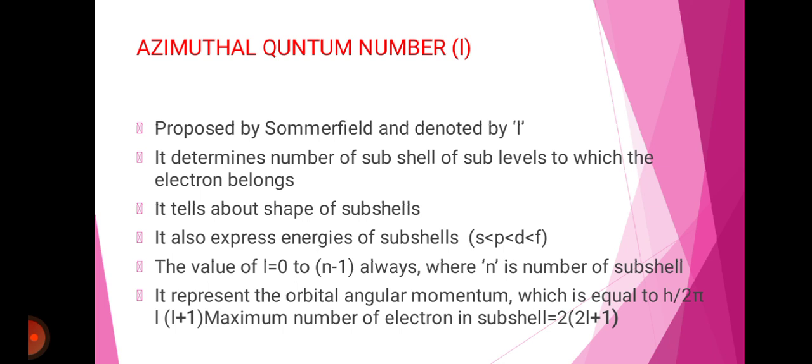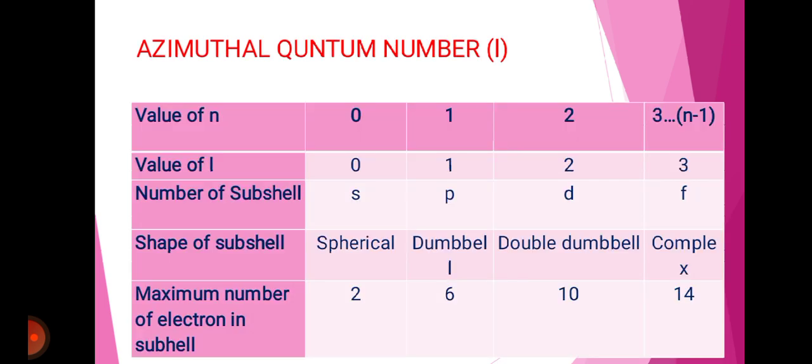It represents the orbital angular momentum, which is equal to h by 2 pi times the square root of l into l plus 1. The maximum number of electrons in a subshell is equal to 2 into 2l plus 1.